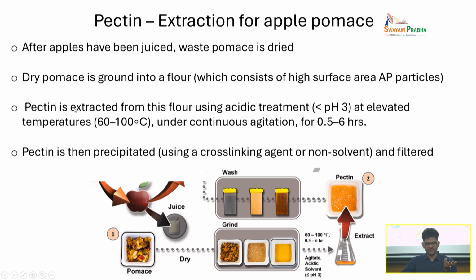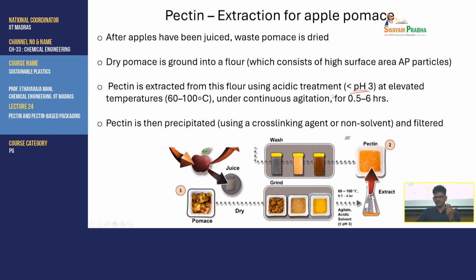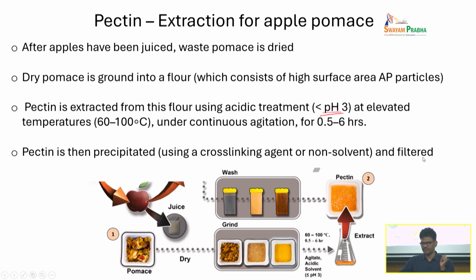Then this dry powder is treated with acid, and typically the pH goes below 3 and the temperature can be 60 to 100 degrees Celsius, and you constantly stir over half an hour to 6 hours. Okay, these are the ranges of pH values, times and temperatures. It changes depending upon the pH you use, the source we use, and what kind of agitation or mixing we do. Once you do that, the pectin will precipitate in this system. You can add a cross-linking agent or you can use a non-solvent to precipitate, filter it and then wash it, and then you have your pectin.